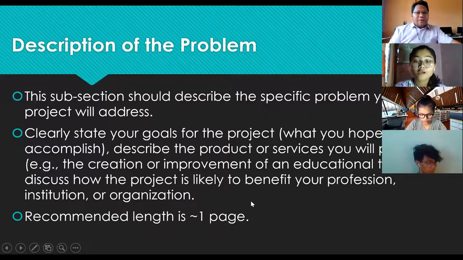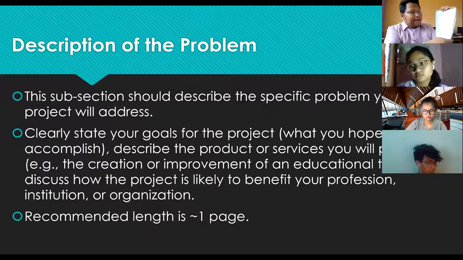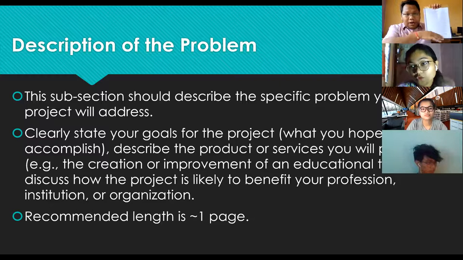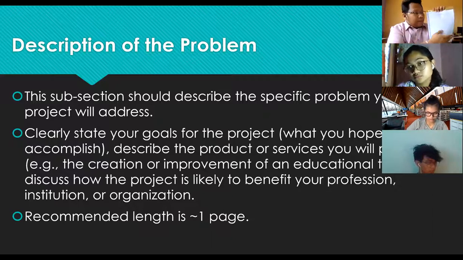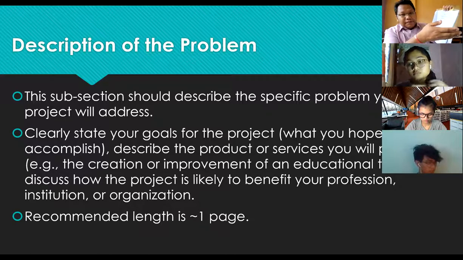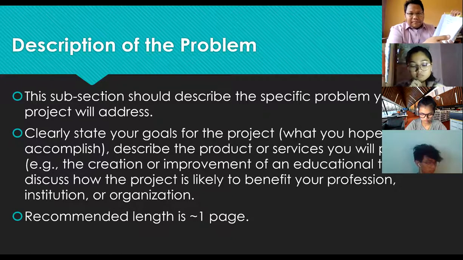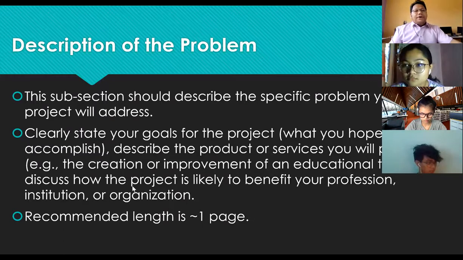So far, what do you mean by similar to one page? In research, a paper that is similar to one page in length would be, you can use just one page, or not the entire page of a single paper may be used. Or the third option is, you have used the first page and you went to the second page, but it did not go beyond the middle line of the second page. So that's like 1.5. That's considered similar to a page. And that's the recommended length of the description of the problem.